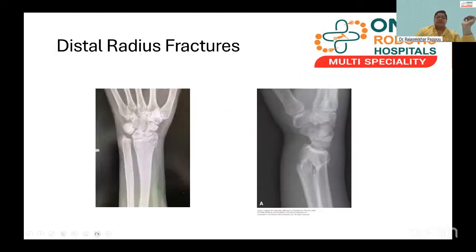So this is actually a Colles fracture. It is a simple fracture. When you take this X-ray, you see there are many changes here. The articular surface is dorsally tilted. I'm going to explain what we look into first of all while treating a distal radius fracture.